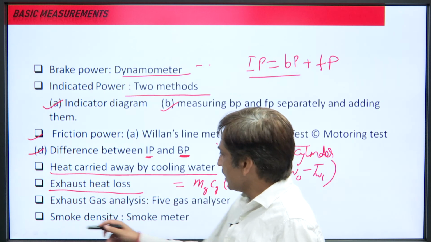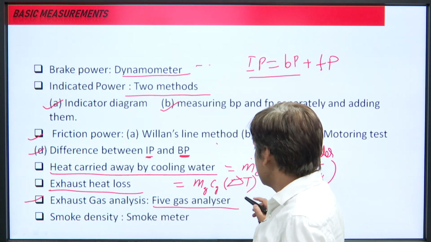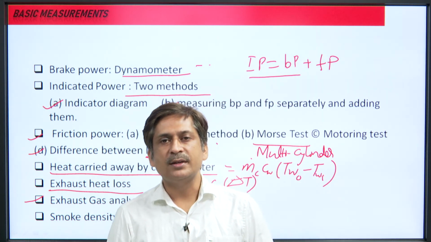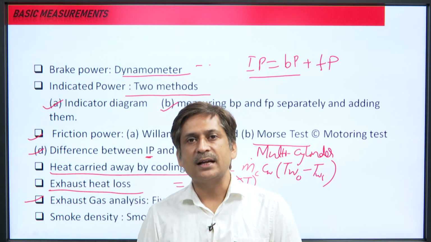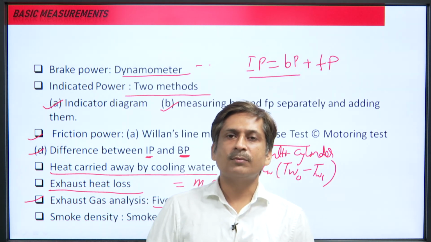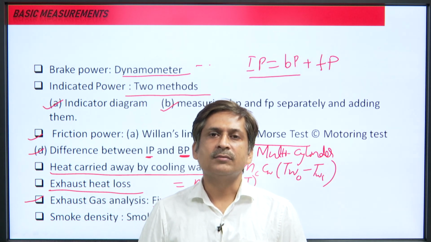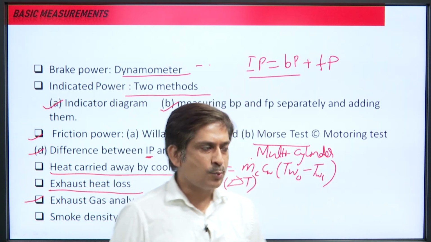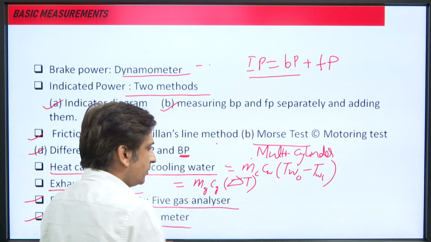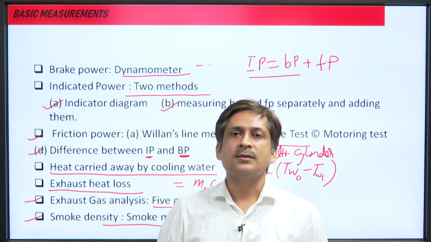We also do some exhaust gas analysis; a 5 gas analyzer is used. With the help of the 5 gas analyzer you can measure the different gases coming out from the engine, like NOx, hydrocarbon, carbon monoxide, carbon dioxide, oxygen, etc. Smoke density is measured to measure the smoke from the engine; it measures the opacity of the smoke.